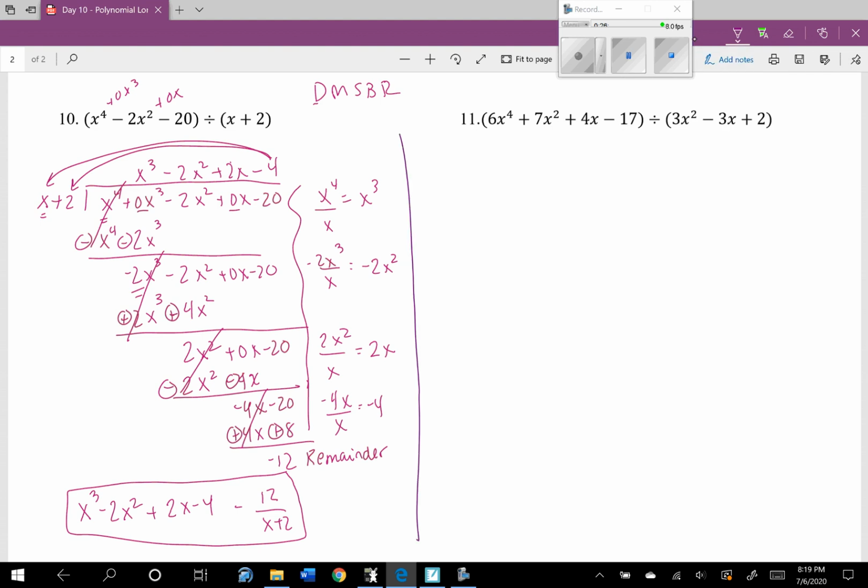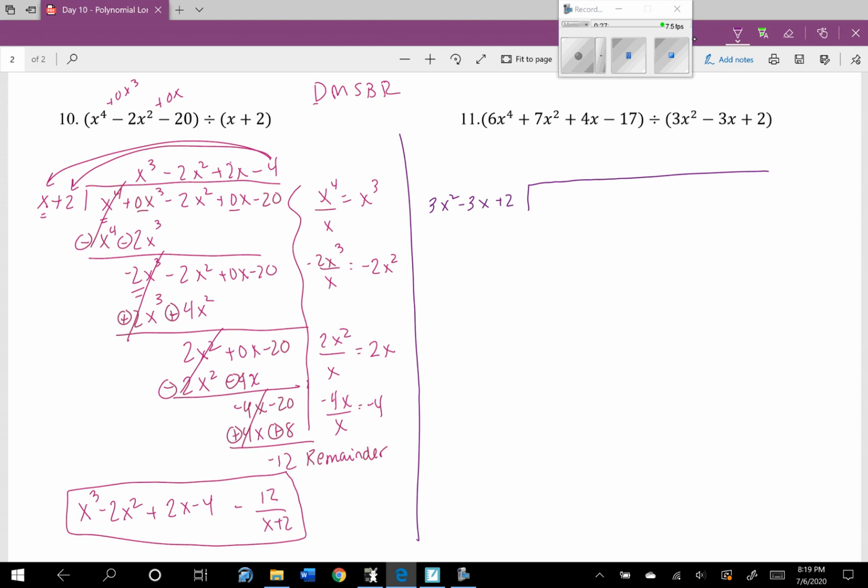So now notice that if all the other ones we were dividing by a binomial, this one we're dividing by a trinomial. So this goes on the outside, 3x squared minus 3x plus 2. If I was missing any 0 placeholders here, I would also write them in so I don't forget to multiply.